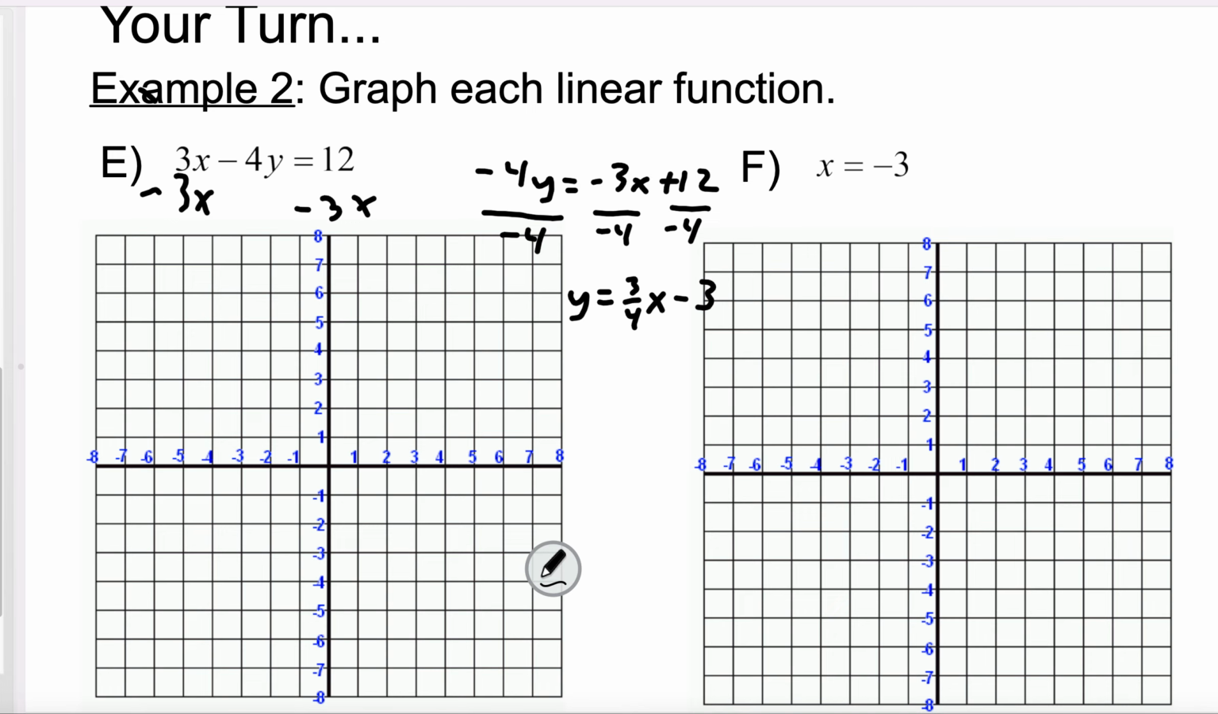So again, my y-intercept there is negative 3, so I'm going to plot that, and then I've got 3/4. So I'm going to rise 3 and run 4. Rise 3 and run 4. And then I'm going to connect my points.